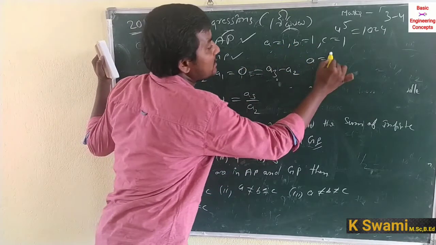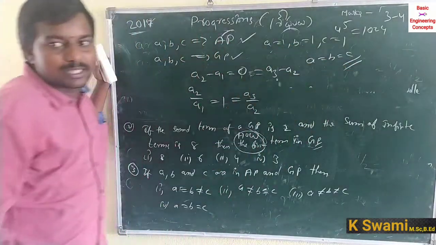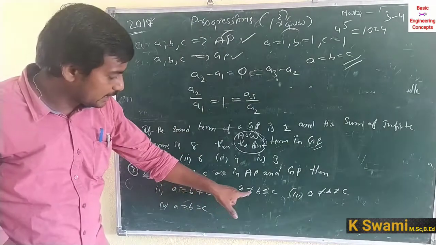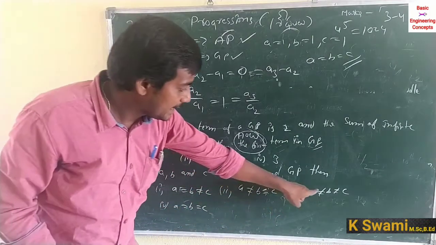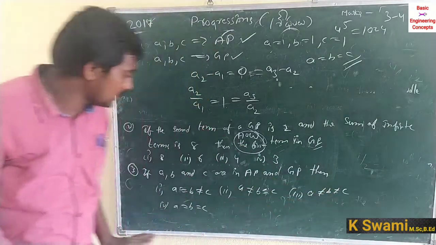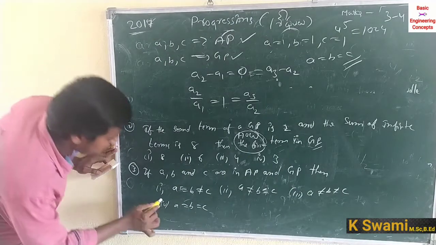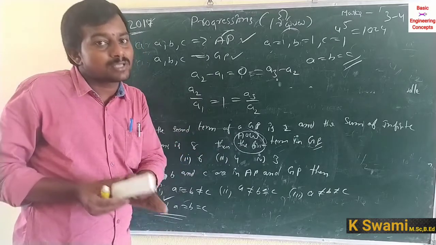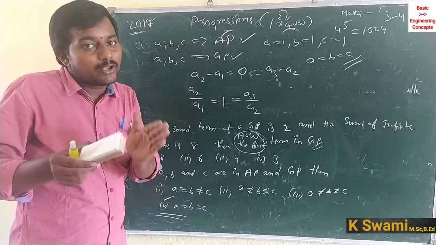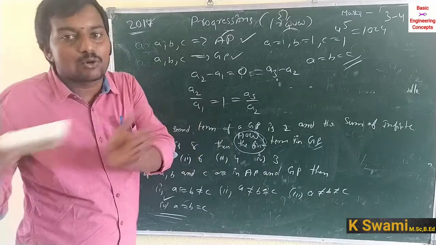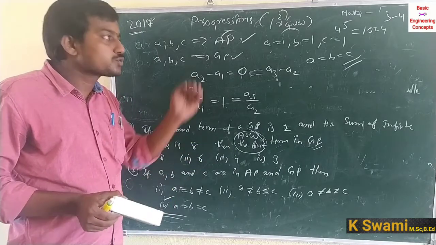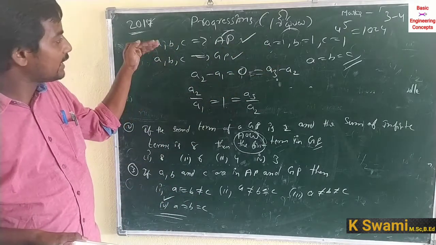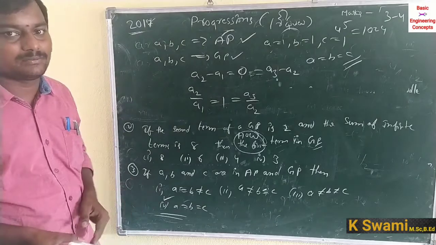So because a is equal to b is equal to c, the condition holds. The option a is equal to b, not equal to c, is wrong. And a not equal to b is also wrong. a not equal to b not equal to c is also wrong. a is equal to b is equal to c is the correct answer. Only when the values of a, b, c are equal will those terms be in both AP and GP. So a is equal to b is equal to c is the condition, so the terms a, b, c are in AP and GP. Okay.